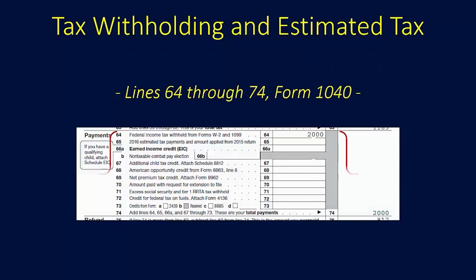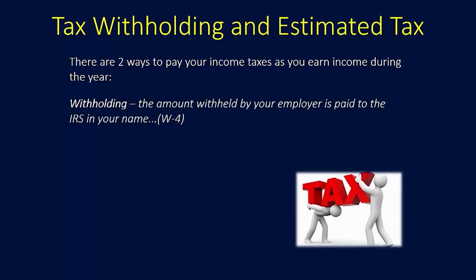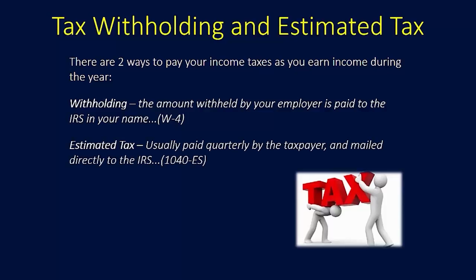Tax withholding and estimated tax show up on lines 64 through 74 on the Form 1040. There are two ways to pay your income taxes as you earn income during the year. Withholding, which is the amount withheld by your employer, gets paid to the IRS in your name through your W-4 form. And estimated tax, which is usually paid quarterly by the taxpayer and mailed directly to the IRS with an accompanying Form 1040 ES.